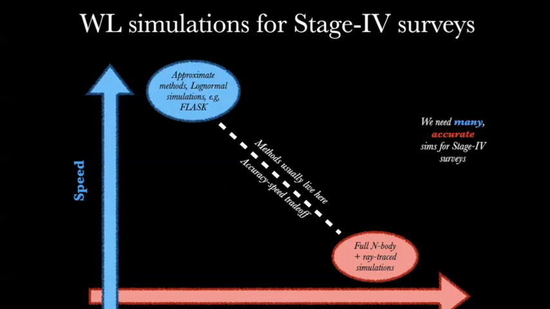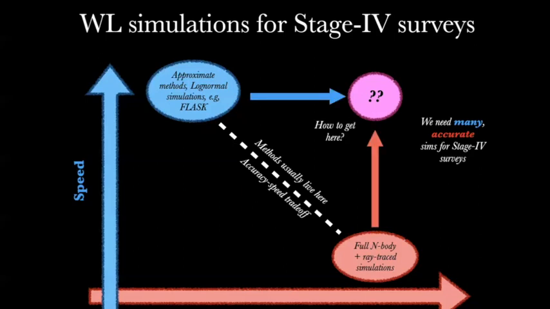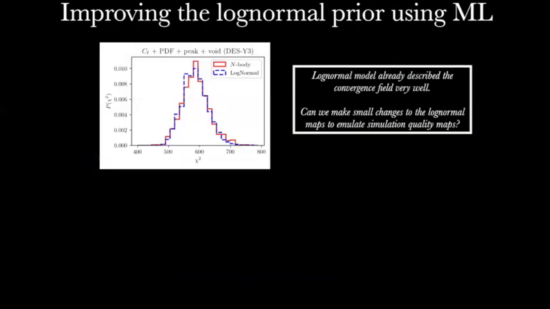But for Stage 4 surveys, we will need many accurate simulations. In other words, we need to get to this part of the speed and accuracy space. And the question is, how do we get there? Now, we already saw that the log normal model actually does pretty decently. For the current surveys, the log normal model describes all the 2-point and the non-Gaussian summary statistics very well. So what this suggests is that we only need to make small changes to the log normal model to get high quality weak lensing maps.